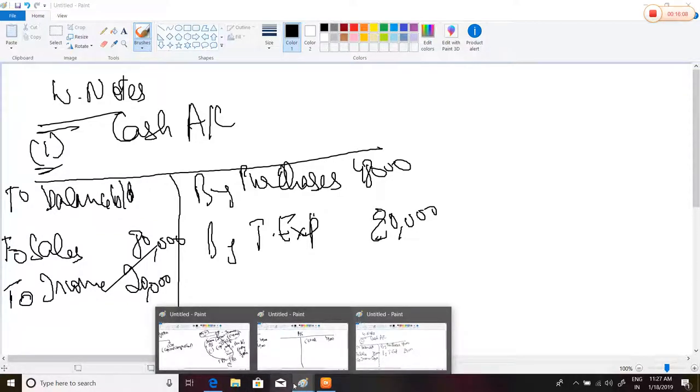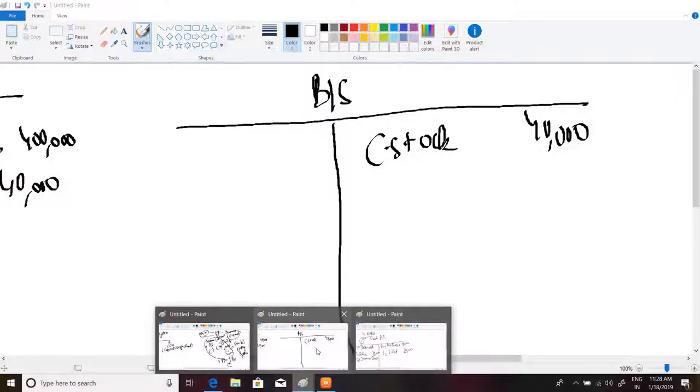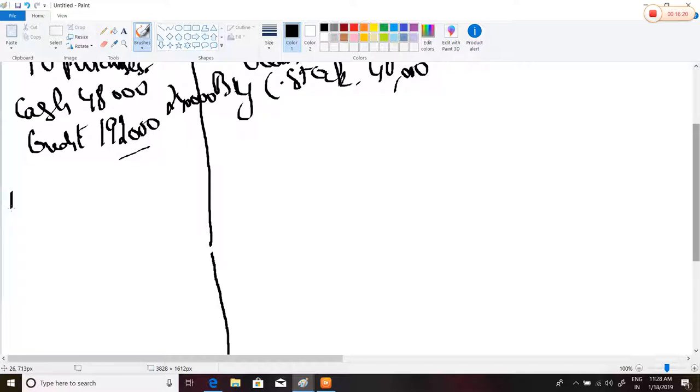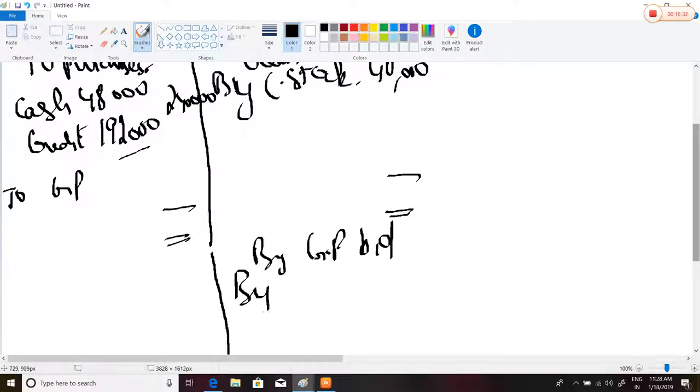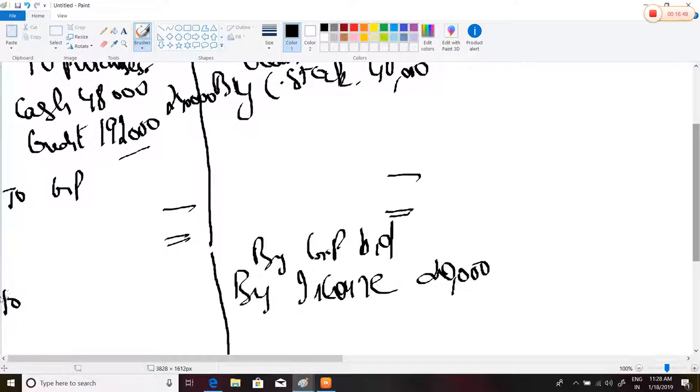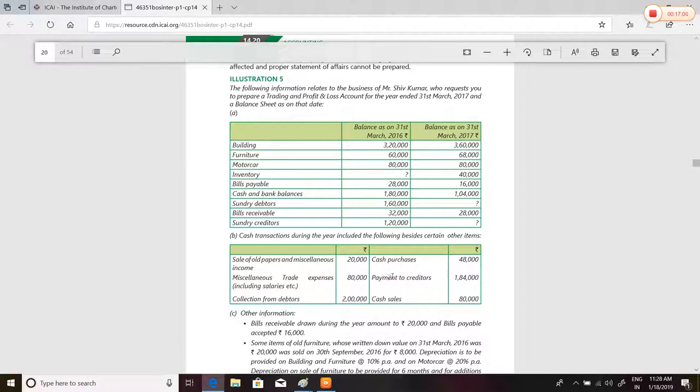Per transfer, these two incomes, miscellaneous income and trade expenses, go to the trading and profit and loss account, to gross profit, total by gross profit brought down by income. That is miscellaneous income. You have to write in full 20,000, and the next amount was 80,000 trade expenses. To trade expenses 20,000. Now, payment to creditors.